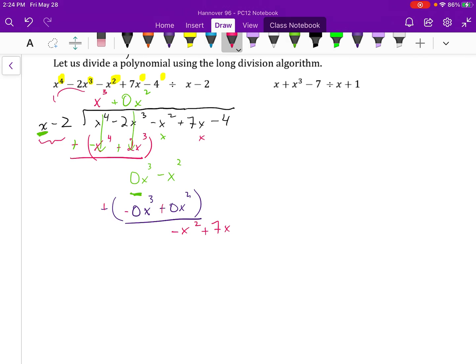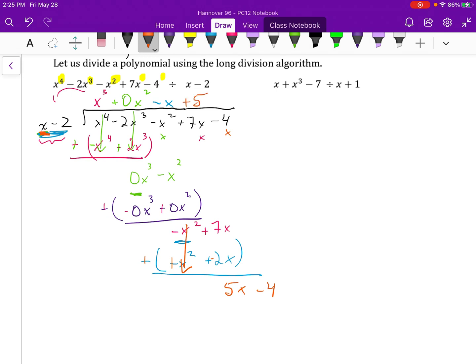Now, everything looks good so far. Now I'm going to ask myself, x times what will give me negative x squared? Well, that's negative x. Negative x multiplied by my entire divisor will give me negative x squared plus 2x. Just like regular division, I have to subtract this amount. I'm going to add the negative instead of subtracting because it makes my life a little bit easier. And this will be 5x. That would be 0. 7x plus negative 2x is going to be 5x. And then I'm going to carry down that minus 4.